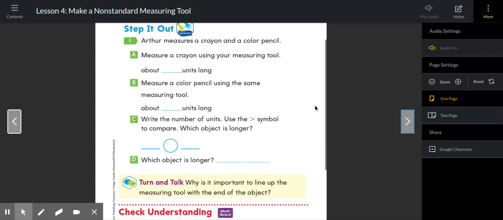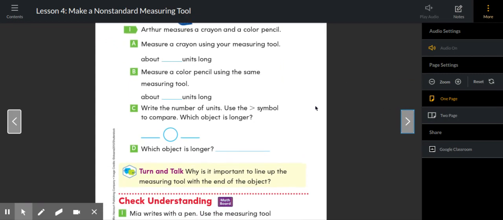Arthur measures a crayon and a colored pencil. Measure a crayon using your measuring tool that you just made from the graph paper. The crayon is about how many units long? And then measure a colored pencil. How many units long is that? Write the number of units. So let's say my crayon is 9 units long. I'm just giving a number. I didn't really measure one, I'm guessing. And my colored pencil is 12 units long.